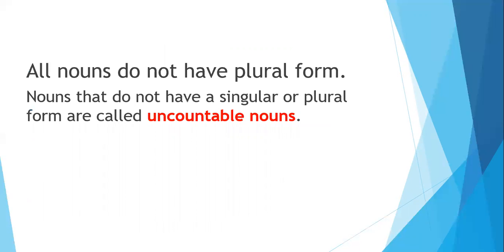Now, what is this? All nouns do not have plural form. Nouns that do not have a singular or plural form are called uncountable. That means not all nouns have plural form, right? Normally, uncountable nouns do not have plural forms.